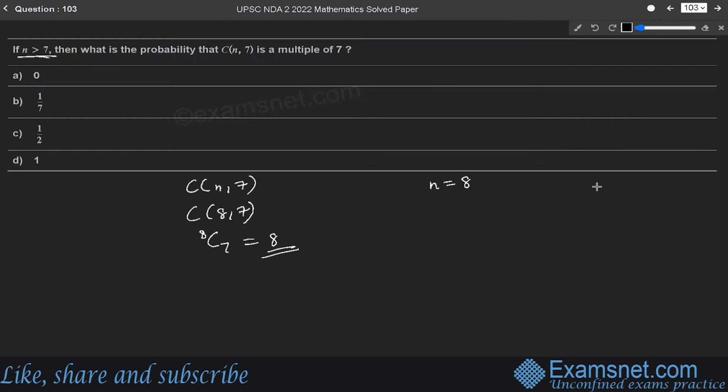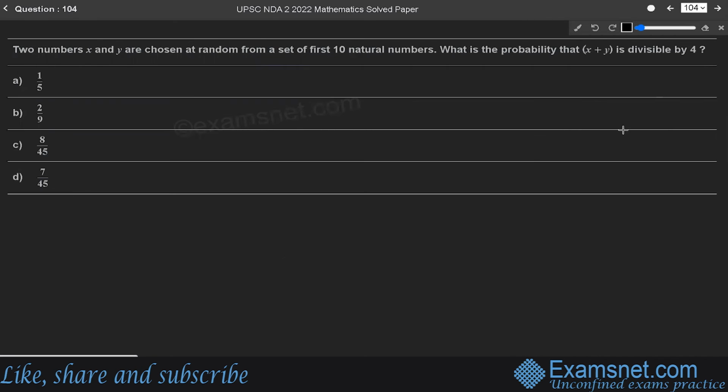It is equal to 8C7, which gives 8. Is 8 divisible by 7? No. Is 8 a multiple of 7? No, it is not a multiple of 7. That means there are 0 cases, or 0 probability, that nC7 will be a multiple of 7. So the answer is option A. There is no chance for 8 to be a multiple of 7, so the answer is 0.